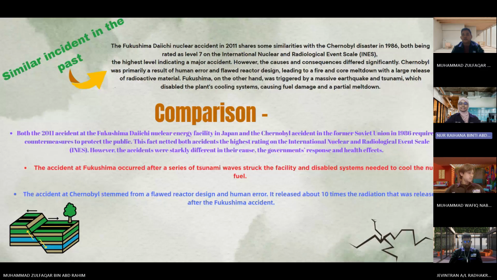The accident at Chernobyl stemmed from a flawed reactor design and human error. It released about 10 times the radiation that was released after the Fukushima accident.